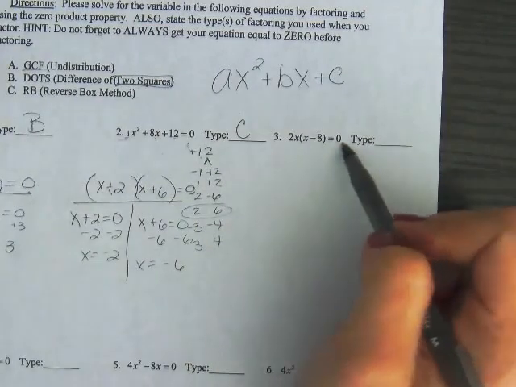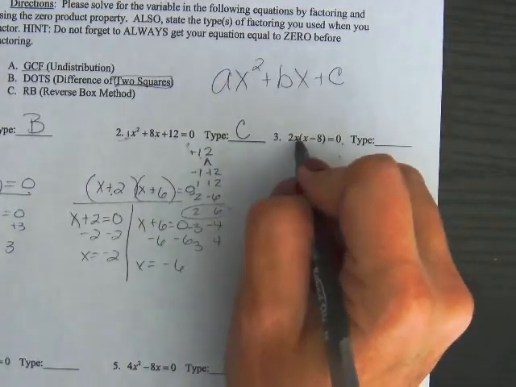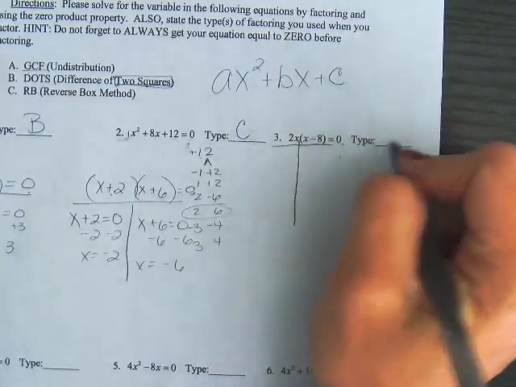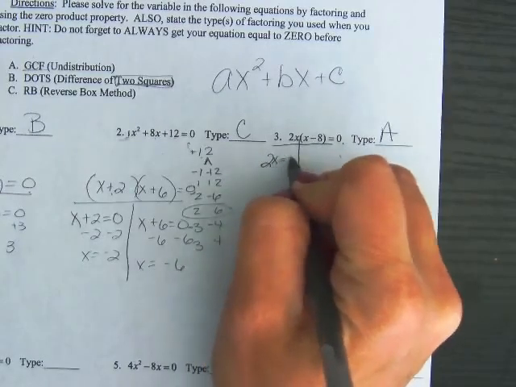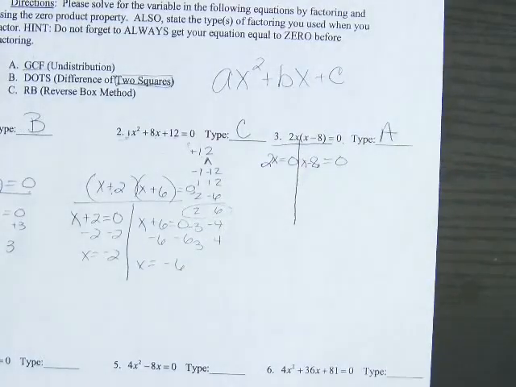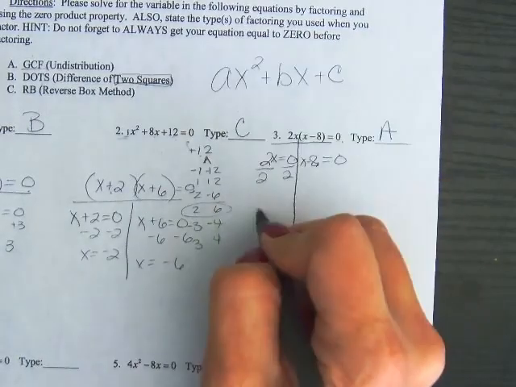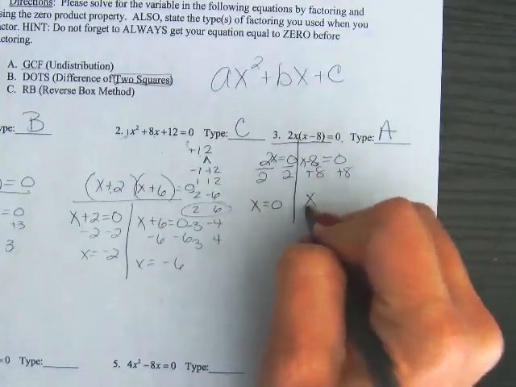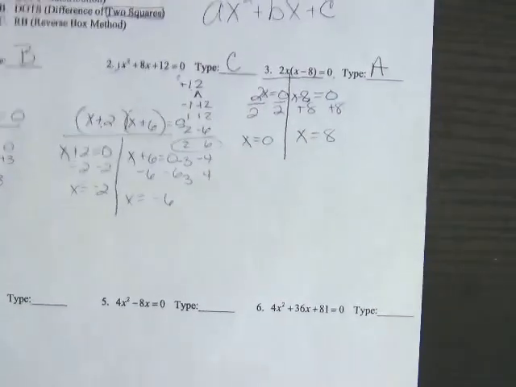For this one, it's already equal to 0, but it's already factored for me. What kind of factoring would this be? GCF. They took out a GCF. It's undistributing, so this would be type A. And you can tee off because it's already done for you. So 2x equals 0, x minus 8 equals 0, and solve. Over here, to solve for x, I would divide by 2. 0 divided by anything is equal to 0. And over here, I would add 8. This equals 8. And those are my solutions, my zeros, my roots, my x-intercepts.